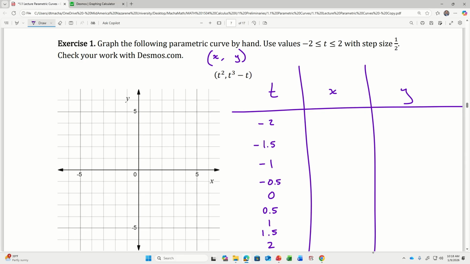x is just t squared. So -2 squared is 4. -1.5 squared is 2.25. -1 squared is 1. -1/2 squared is 0.25. 0 squared is 0. And then since t squared is an even function, I can just reverse it.